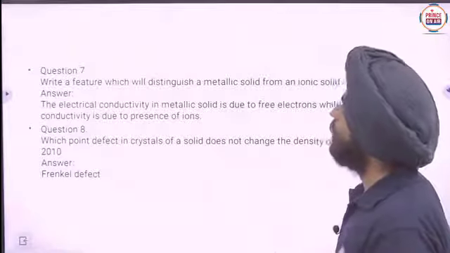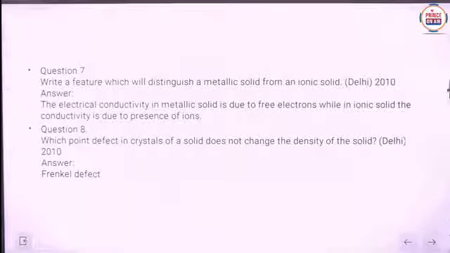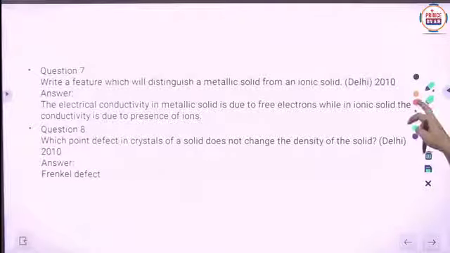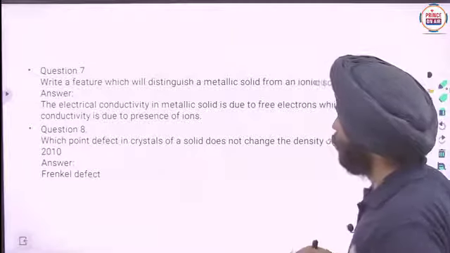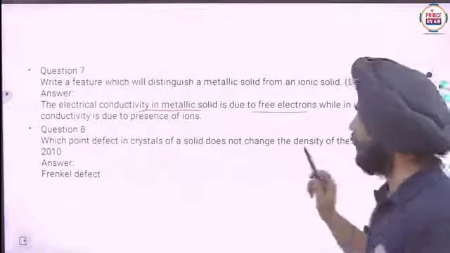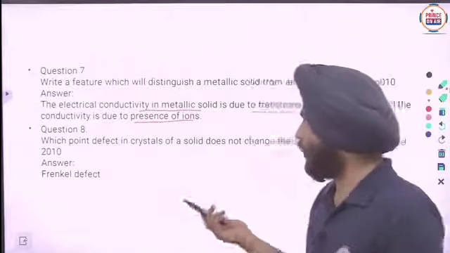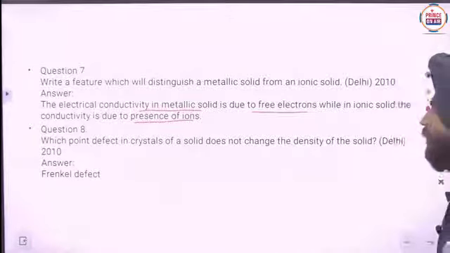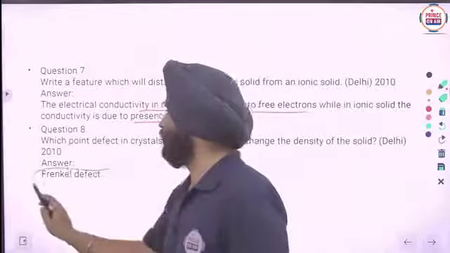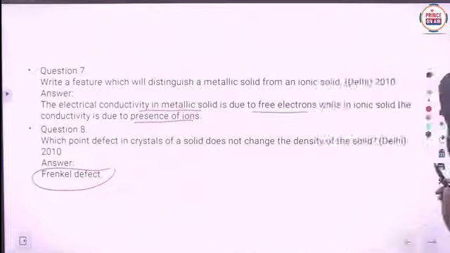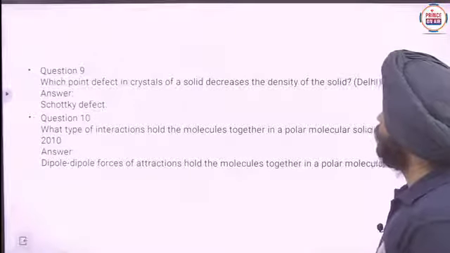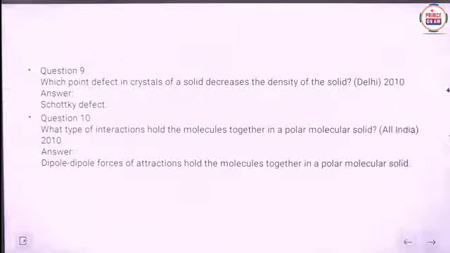Next one is, write a feature which will distinguish between metallic solids and ionic solids. That we have already discussed: electrical conductivity, metallic solids due to free electrons and ionic solids due to the presence of ions. Which point defect in crystals of solid does not change the density? That also we have discussed, Frenkel defect. Okay, some questions are repeating now. Which point defect in crystal of solid decreases the density? Once again it was asked.